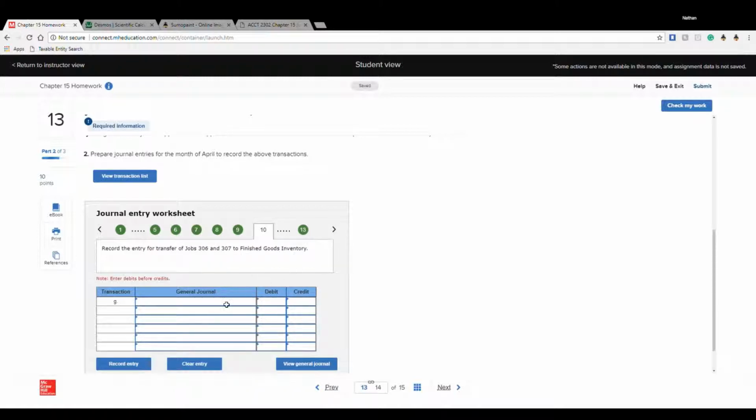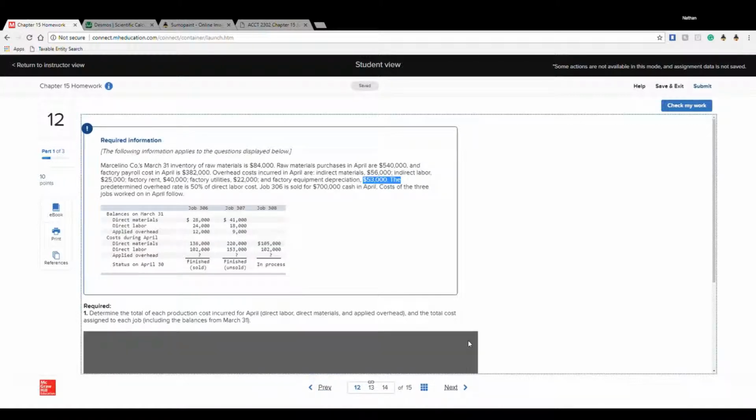So there we go. Now we record the transfer of jobs 306 and 307 to finished goods inventory. When we're recording anything going to finished goods, you need to use finished goods, not work in progress, as the debit. We do the work in process as our credit. But again, Connect likes it in debit first. But we don't know this amount. We'll have to go to question 12.